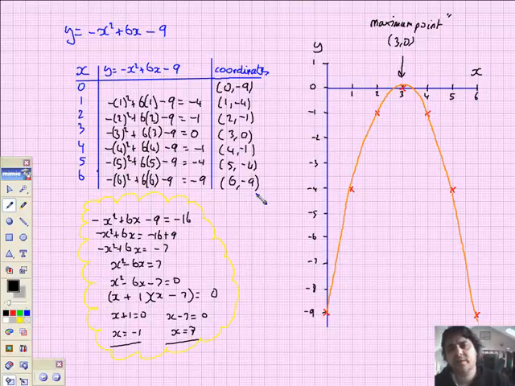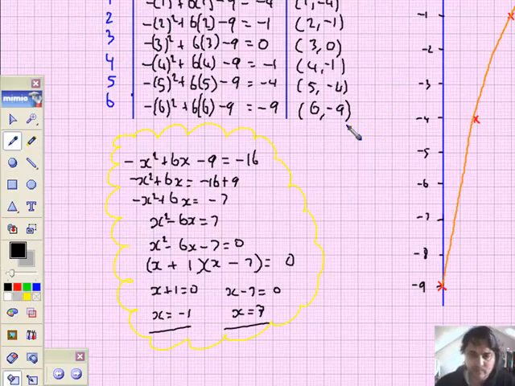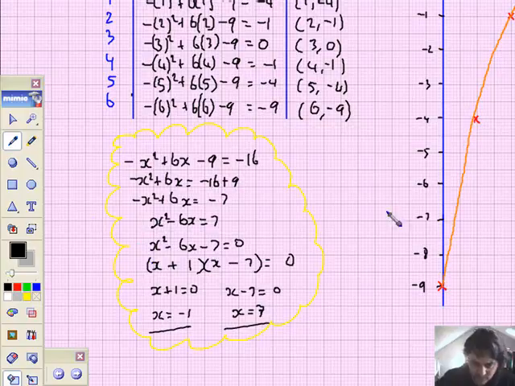I've had a long, hard think about this question, and this is question 3 on page 258. Very, very crafty. This is disappointingly crafty. He wanted us to work out the values of x for which y is minus 16. In other words, that's what I had on the previous screen.